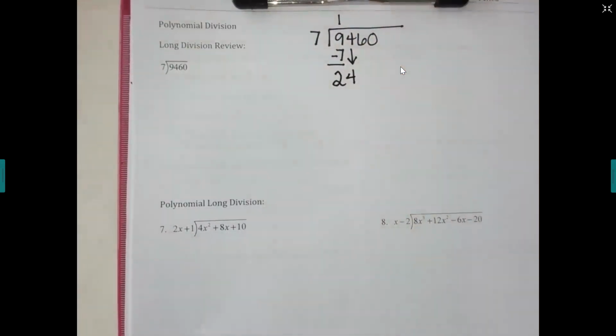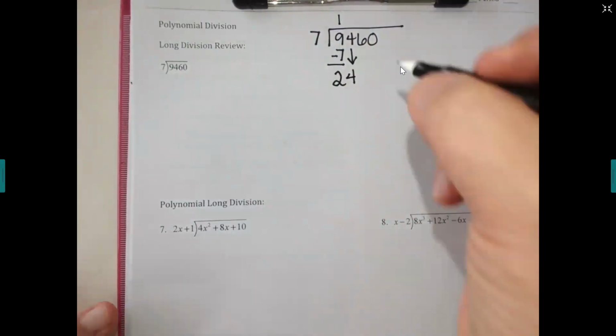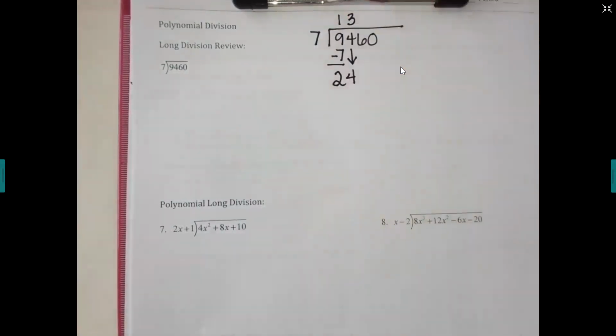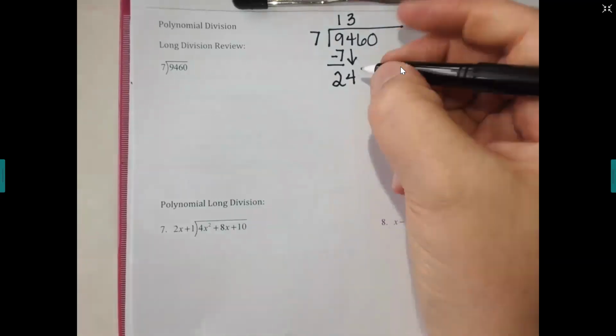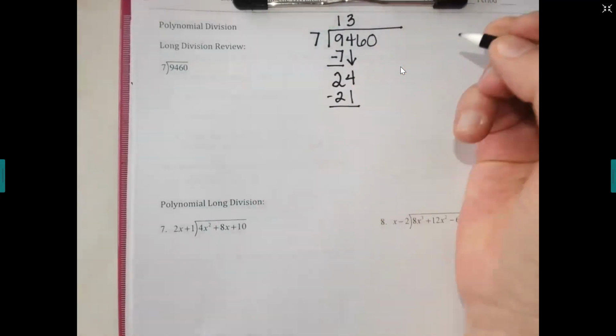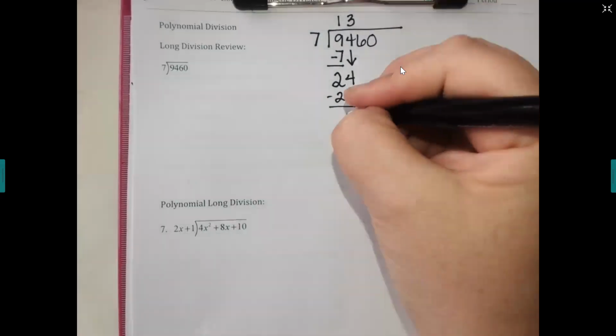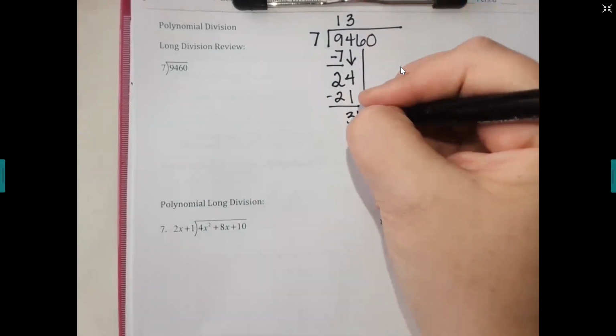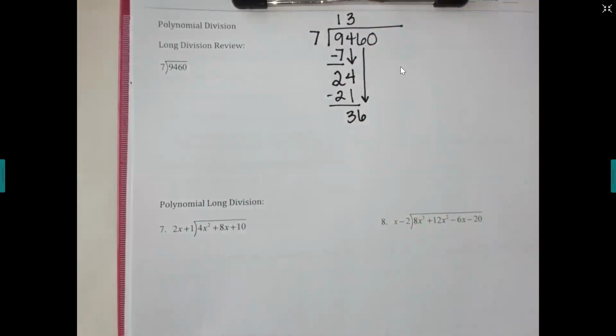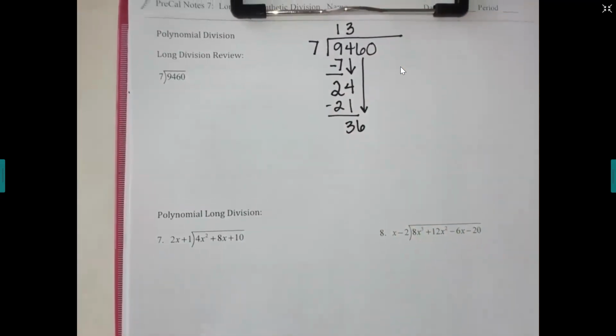And then I repeat and I say, how many times will 7 go into 24? 3 times. I put a 3 up top. And then I do 3 times 7. What do I get? Put it here. 21. And then I subtract. What is 24 take away 21? 3 left over. Then I carry down the 6. Where did we get the 21? We did 3 times 7 to get 21, and then we minus.